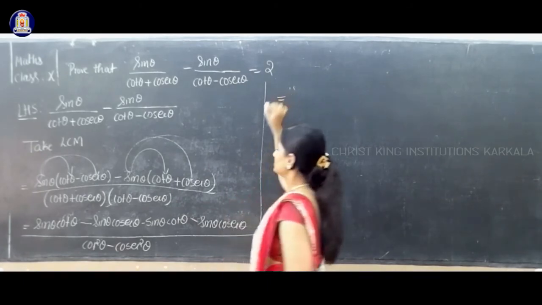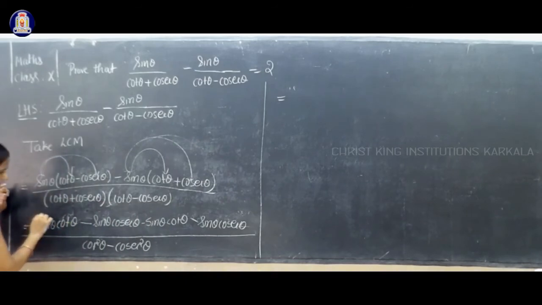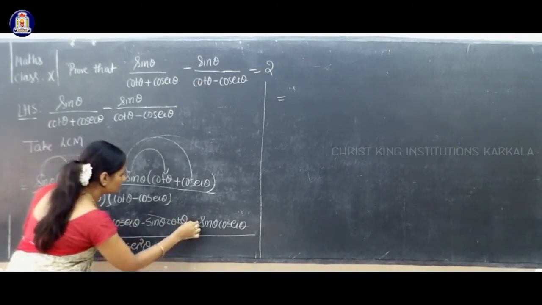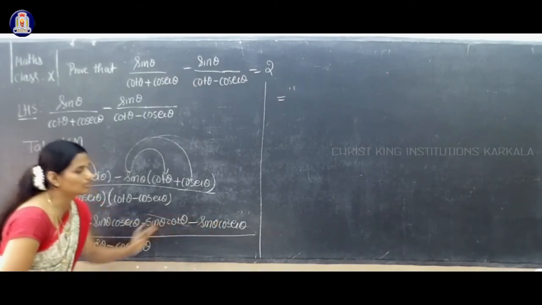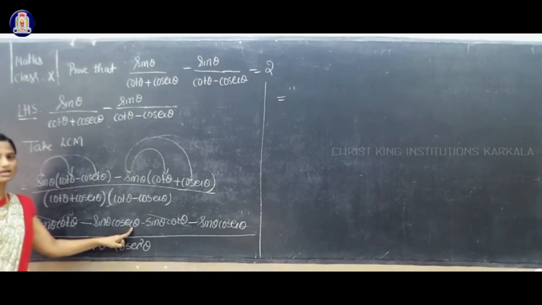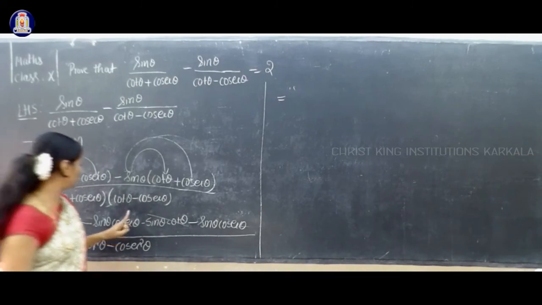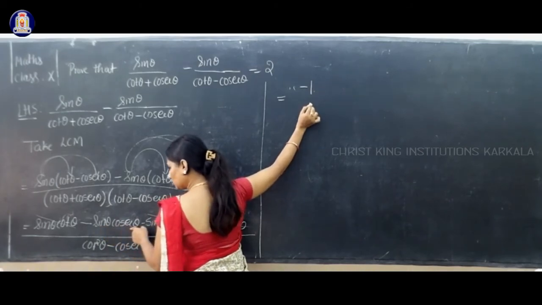So now numerator, see something is cancelling. What is cancelling here? Sin theta cot theta plus sin theta cot theta minus, that cancels. Now here minus sin theta cosecant theta minus sin theta cosecant theta, the same is repeated two times. You know that sin theta into cosecant theta is equal to 1, right? So it is minus 1.